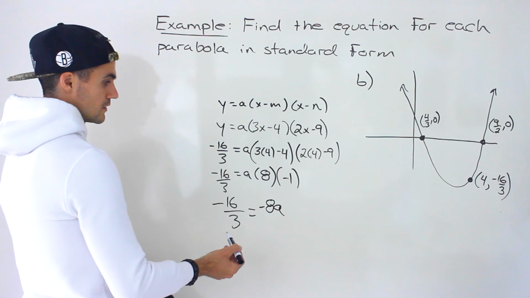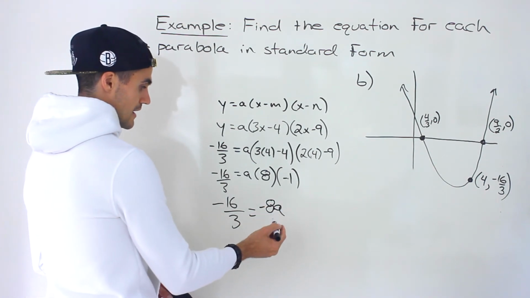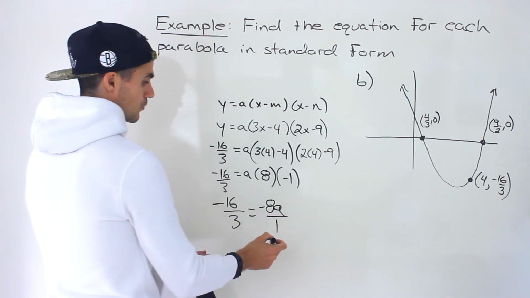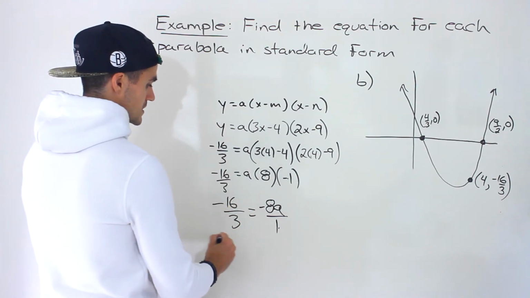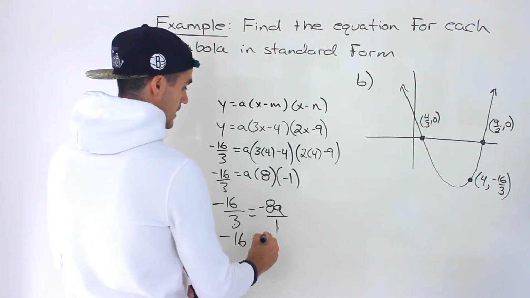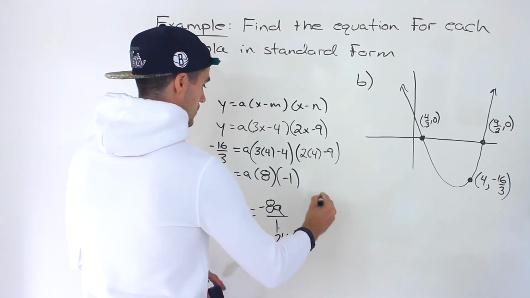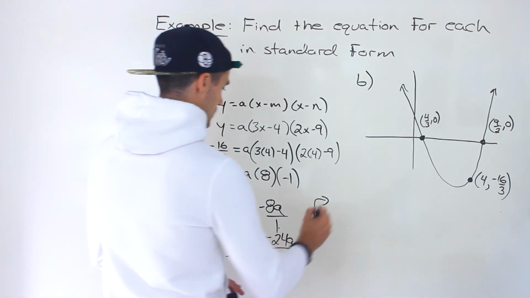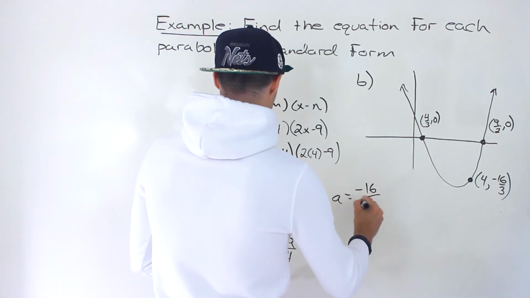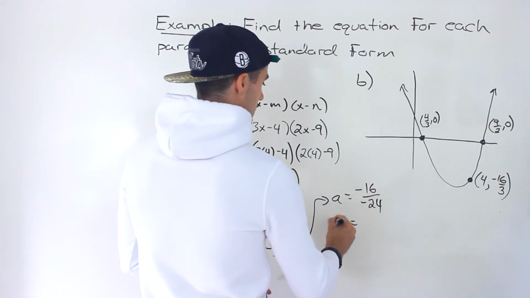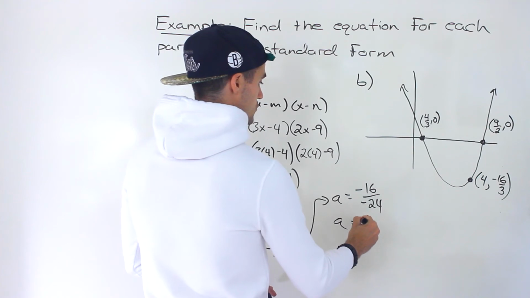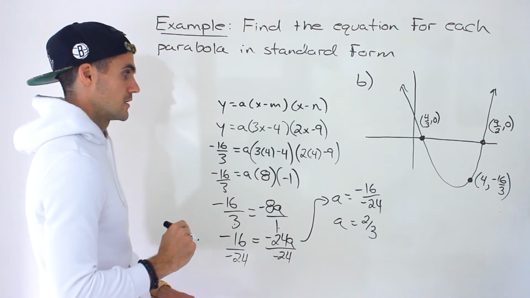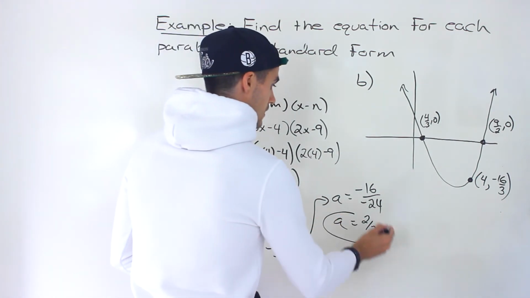And from here, there are multiple ways to isolate for this a value. Because we have a fraction here, we can multiply both sides by 3 to get rid of this denominator. I'm going to just put this over 1 and then cross multiply. 1 times negative 16 is negative 16. 3 times negative 8a is negative 24a. If we divide both sides by negative 24, we end up with a equaling negative 16 over negative 24. So notice the negatives cancel out. 16 over 24, that would be what? 2 over 3, right? We could divide both the numerator and denominator by 8. And so the a value is 2 over 3.